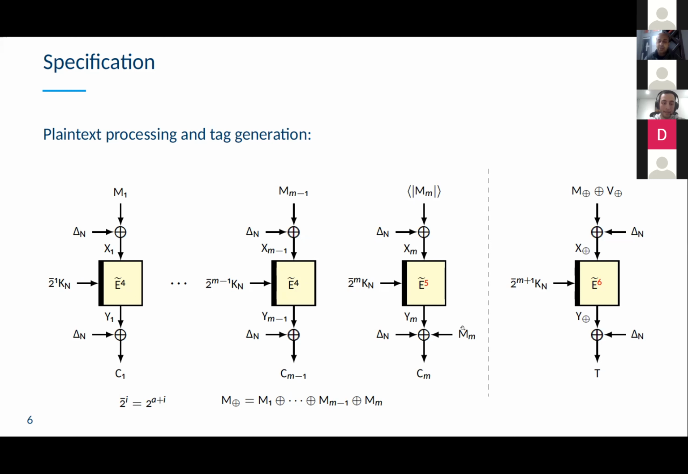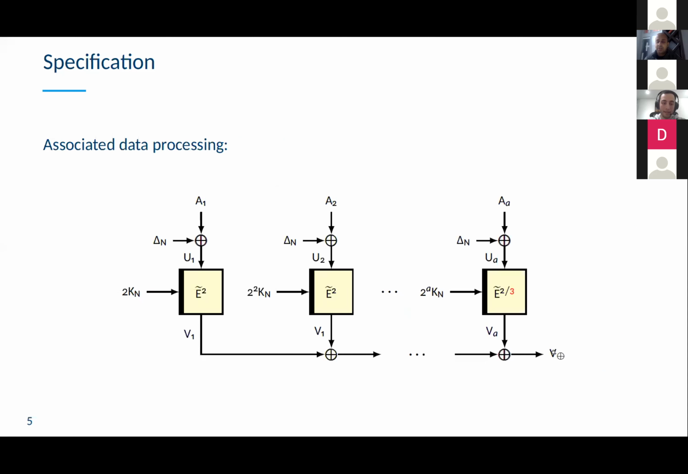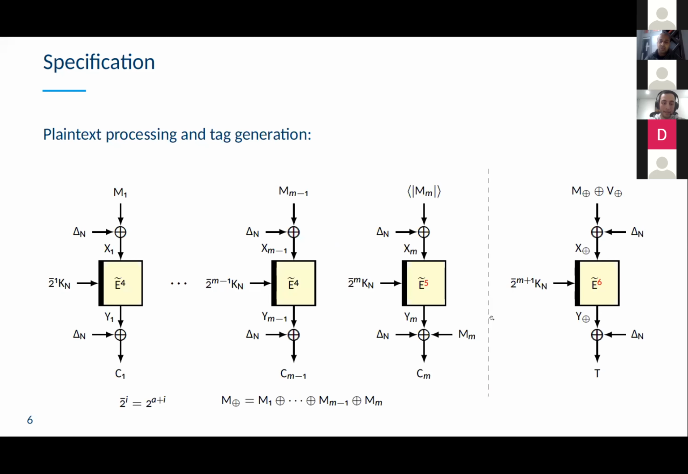And finally, the message is processed to generate the ciphertext blocks, and the checksum is also computed with the message blocks. This V XOR from the associated data processing phase and this M XOR are finally processed with a different tweak value to generate the final tag. This is the overall construction, and it has lots of similarity with both Locus and OCB.